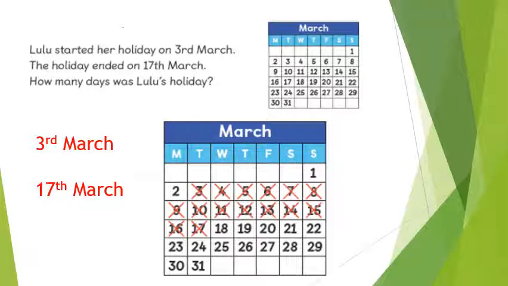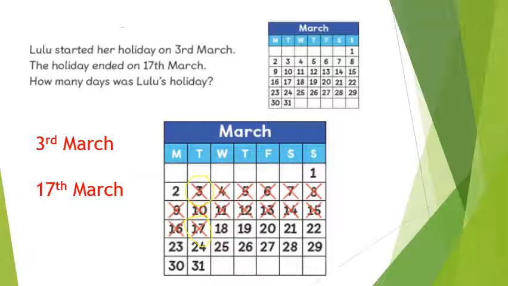So you can see that this 3rd here is the first day that's crossed off, because that is part of the holiday. That's the first day. And then the last day is the 17th. So it's going to be all of those days included. So if we count these, we should be able to get an answer. And if you haven't already done that, then we'll do that together.